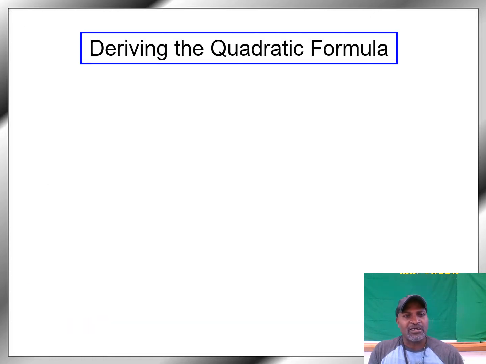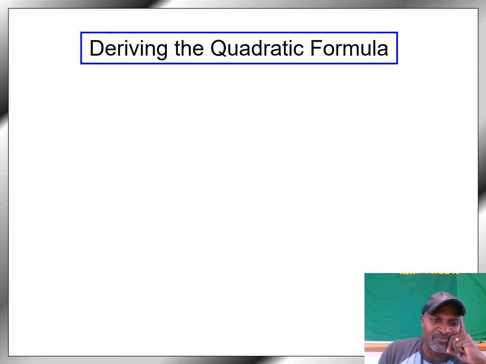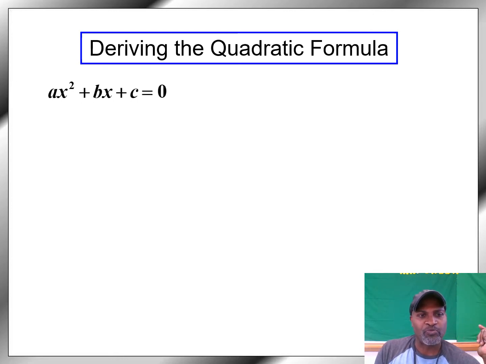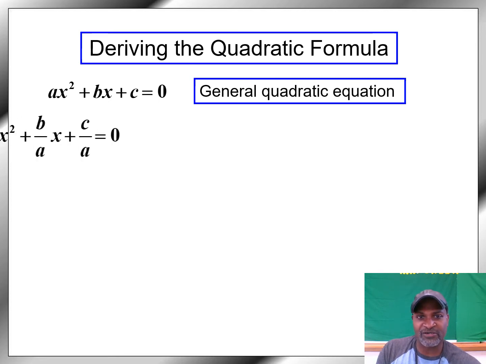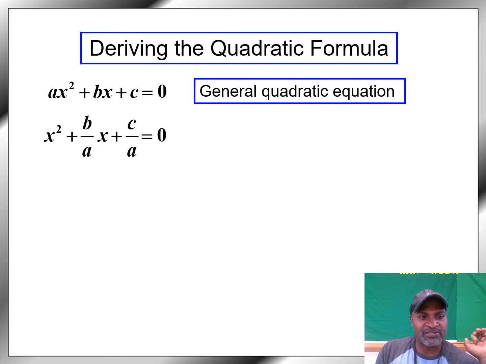Now, where does the quadratic formula come from? It actually comes from solving this equation, where a, b, and c are integers. Let's actually solve this equation using completing the square. So here's a general quadratic equation. In order to complete the square, we need to make sure that the a value is 1. We don't want to have any coefficient of x squared, so we'll divide everything by a.